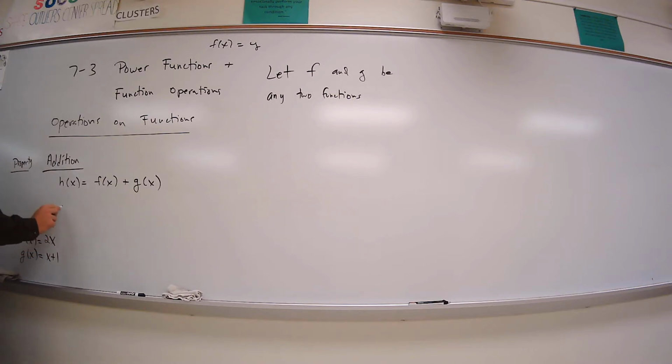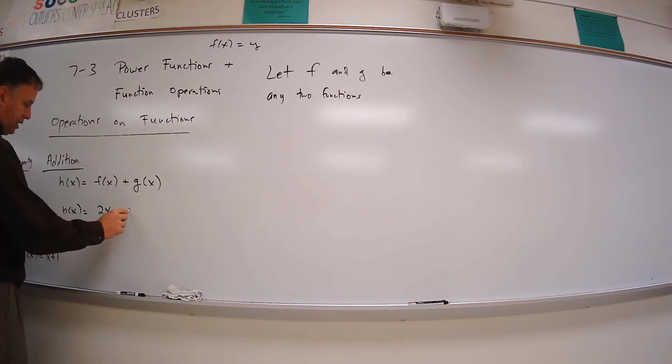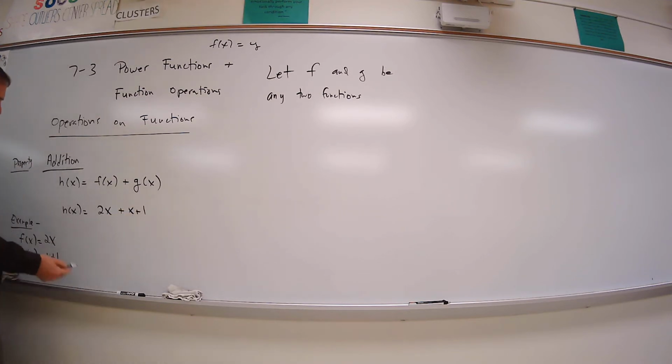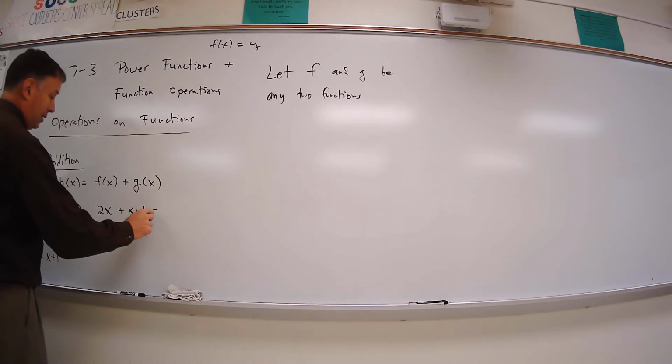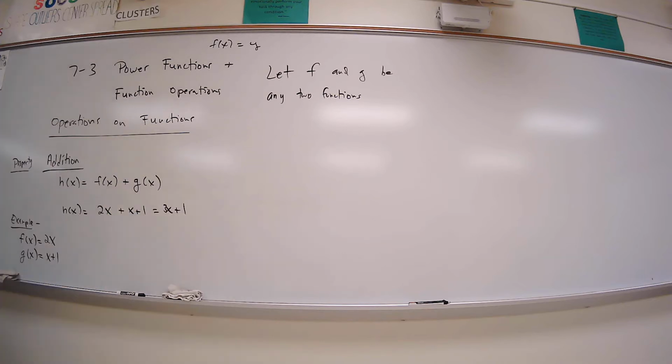So that means that h of x is equal to, well, what's f of x? F of x is 2x. And what's g of x? G of x is x plus 1. So it is as easy as it looks. We just add the two of them together. So 2x plus x is 3x, so I get 3x plus 1. Then we talk about the domain.